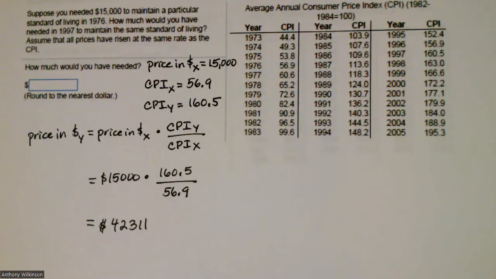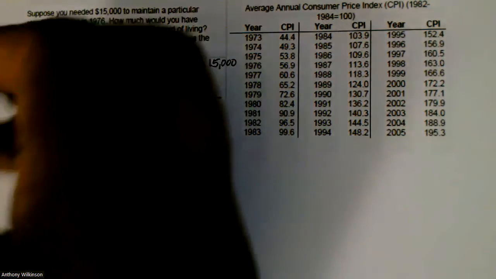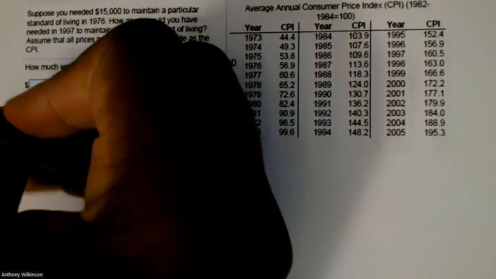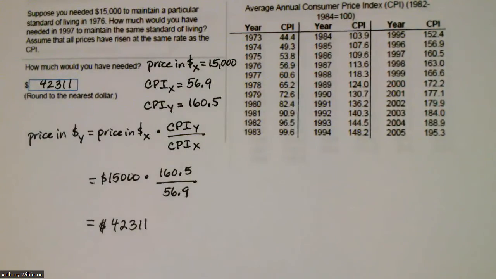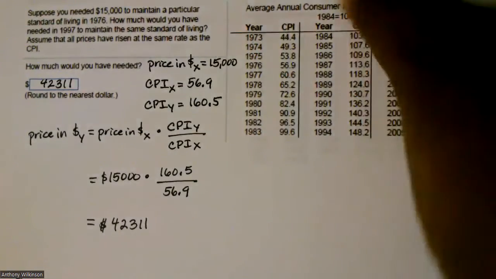So what that means here is this: for us to maintain the same standard of living that we had back in 1976, we would have to have $42,311 in 1997. Okay, so that's how we calculate this particular problem, finding out how much we will need. And we'll do more of these shortly.